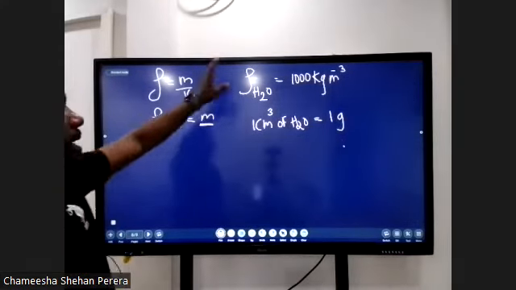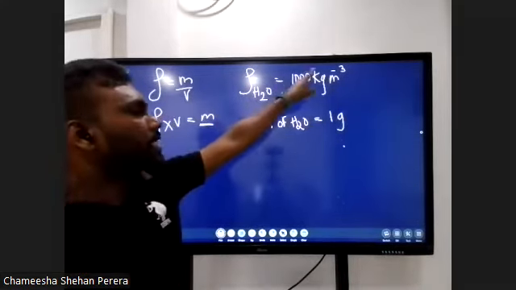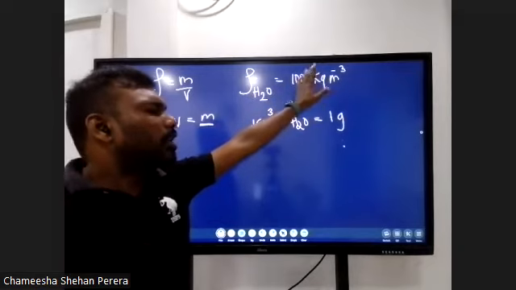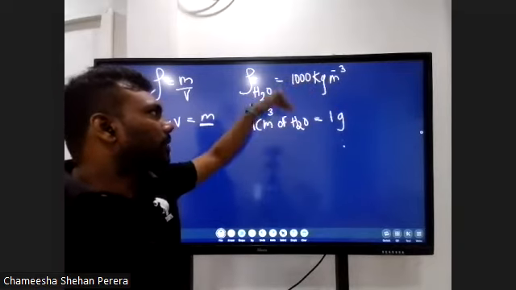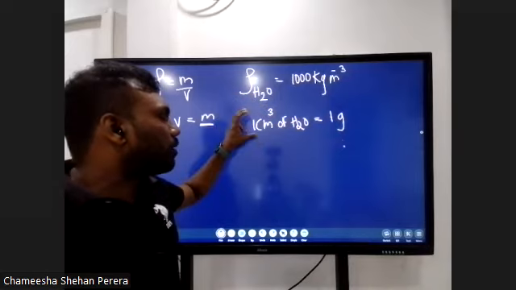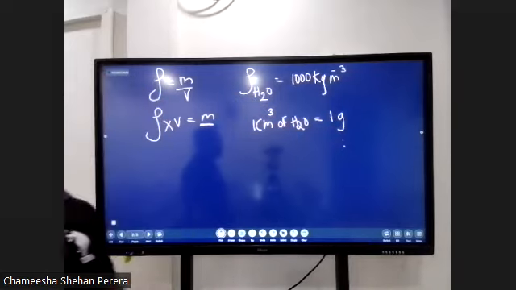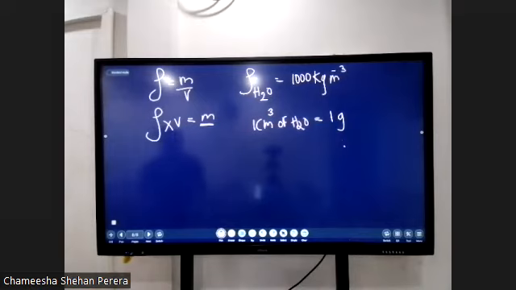So then, write this one: density of water is 1000 kilograms per cubic meter. So then simplify it, then 1 centimeter cube of water will be equal to 1 gram. Okay, done. So then we have found out all the components.